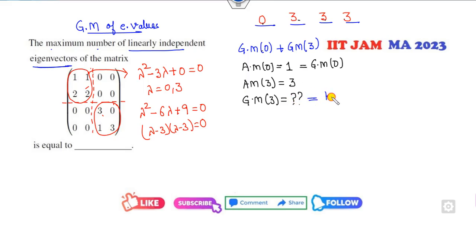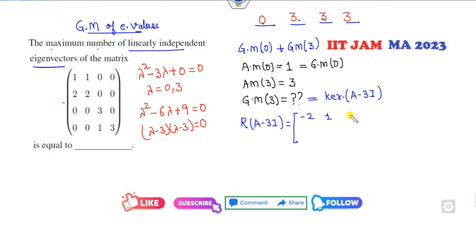That means you have to find the kernel of the matrix, the kernel of A minus 3I. So how can you find the kernel? I can find the rank of this matrix and then use the rank-nullity theorem. What is the rank of A minus 3I? So I can subtract: A minus 3I. It's a minus 2, plus 1, 0, 0. Then 2, minus 1, 0, 0. Then 0, 0, 0, 0. Then 0, 0, 1, 0.